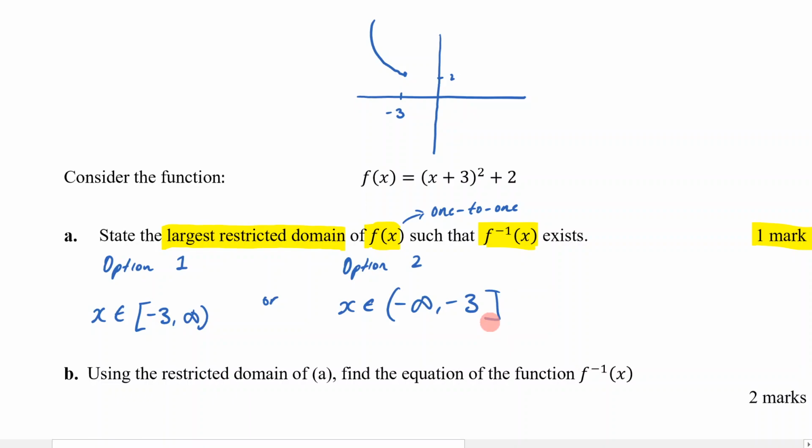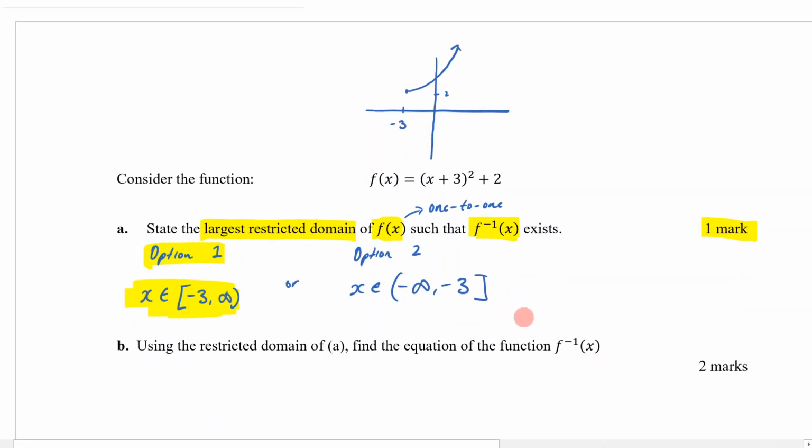So those are your two options. For the remainder of this video, I'm just going to be considering option 1, in which our domain is from -3 to infinity. Okay, so those are your two options for A.